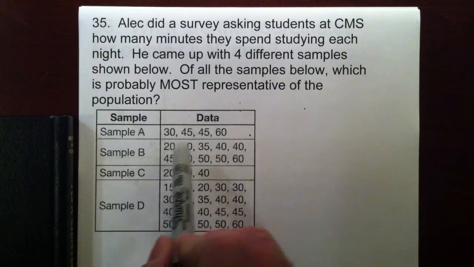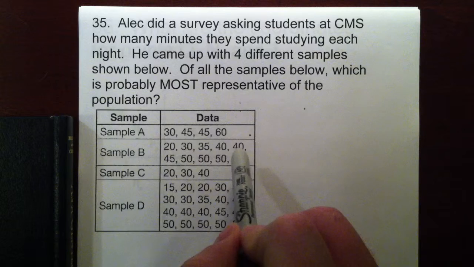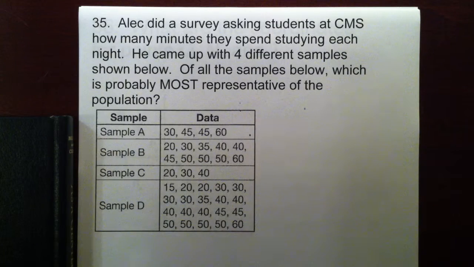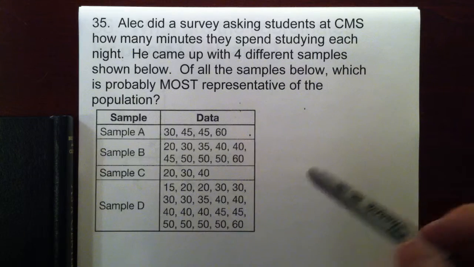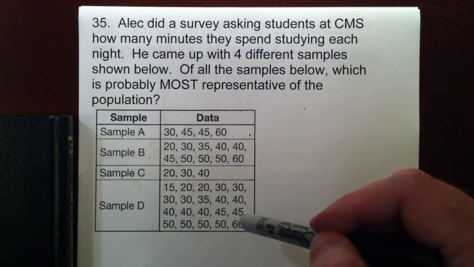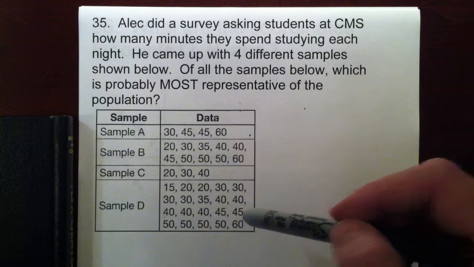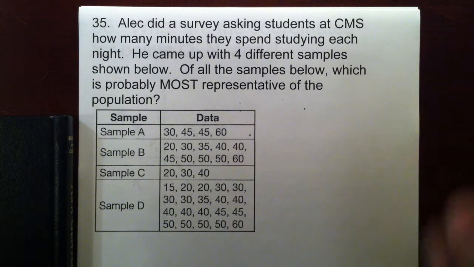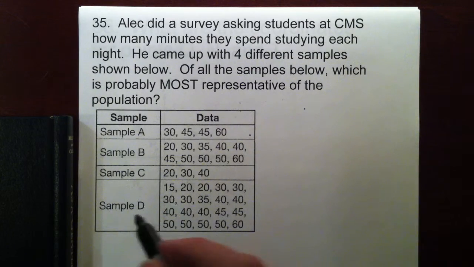Well, in this case, he interviewed about 4 people. In this case, he interviewed 10. In this case, he interviewed 3. In this case, it looks like he interviewed about 20. And because he interviewed more people here, that is more likely to be more representative of the overall school population because he asked more people. Therefore, sample D is the answer.